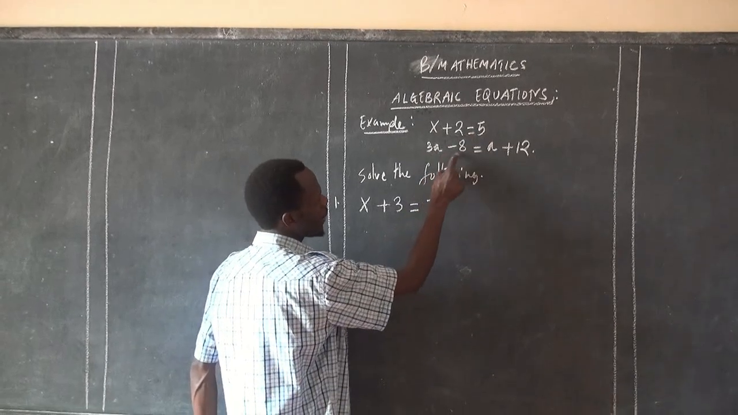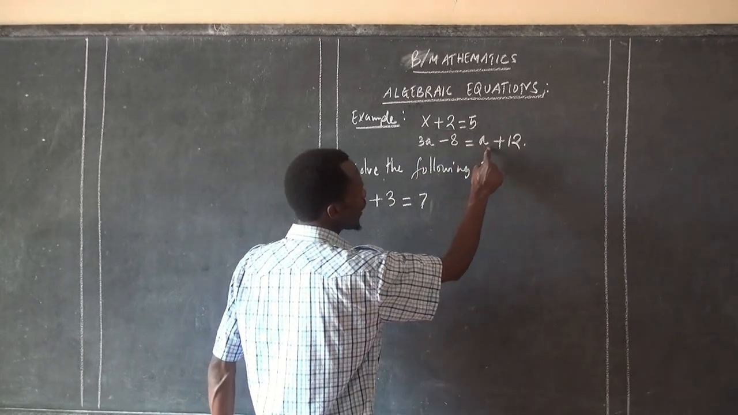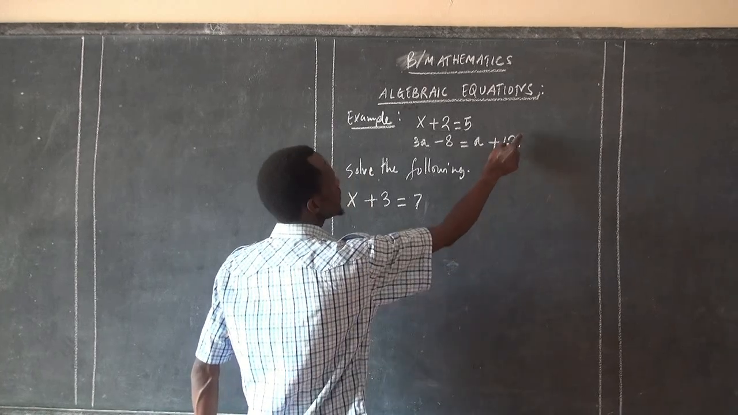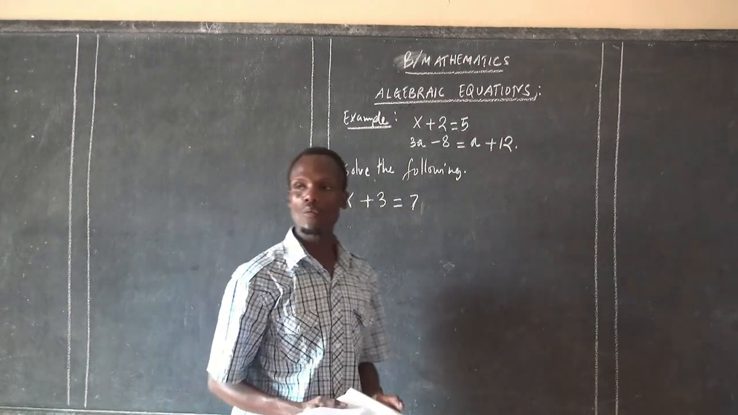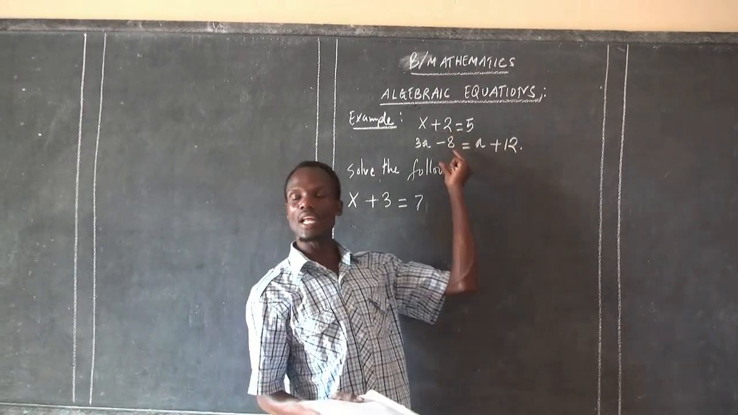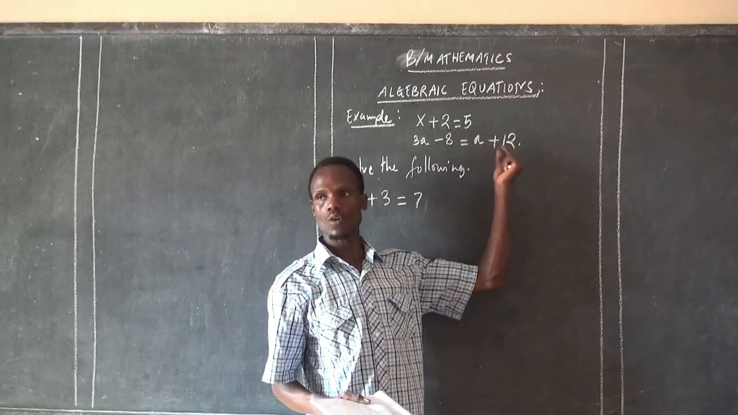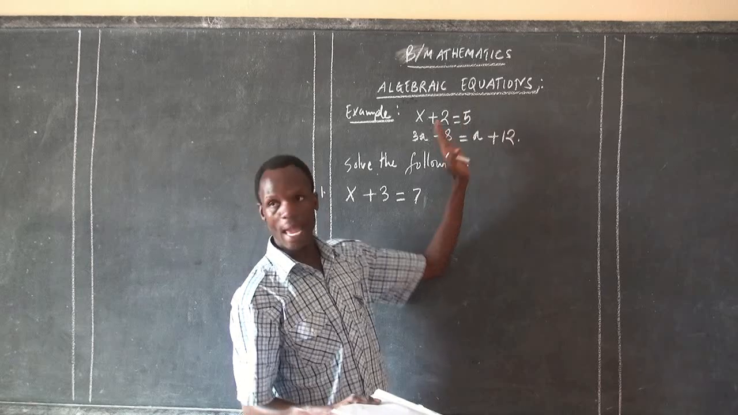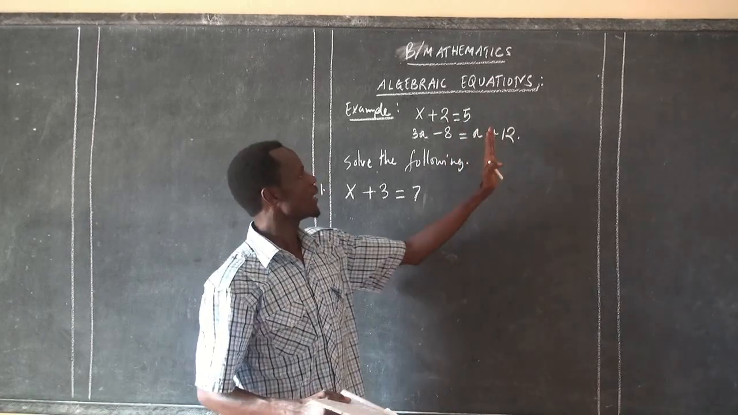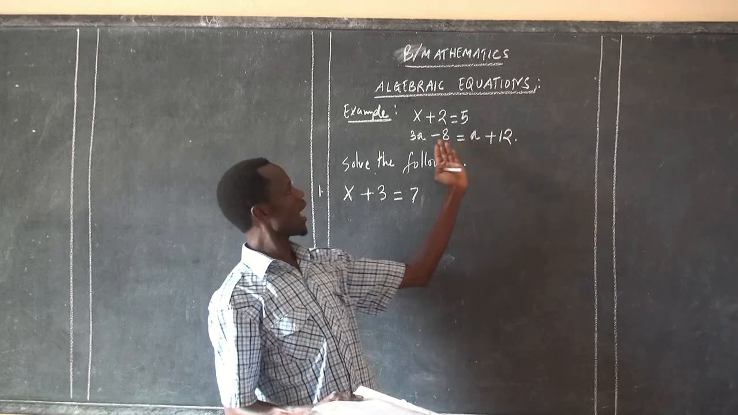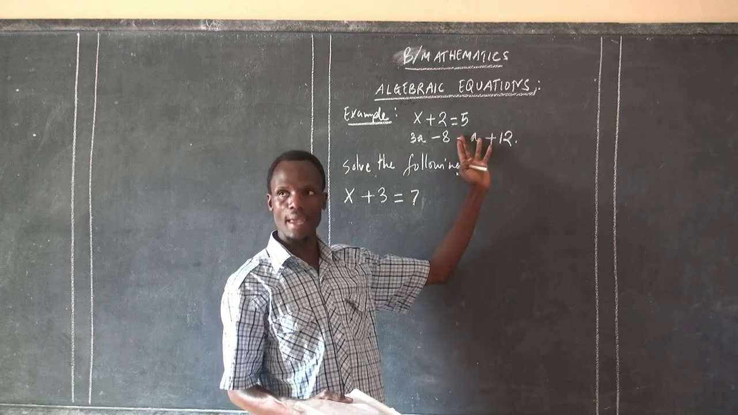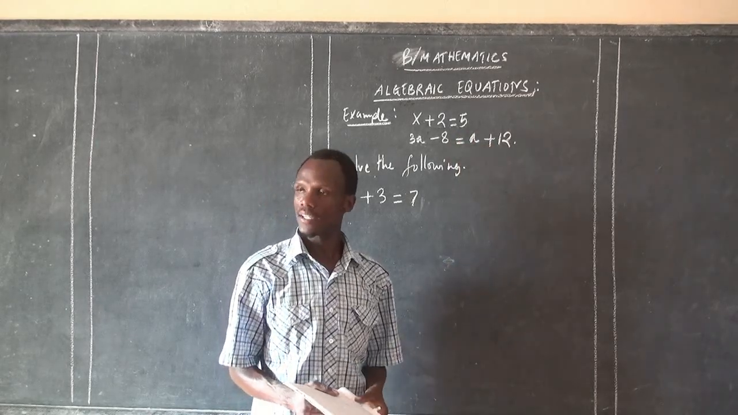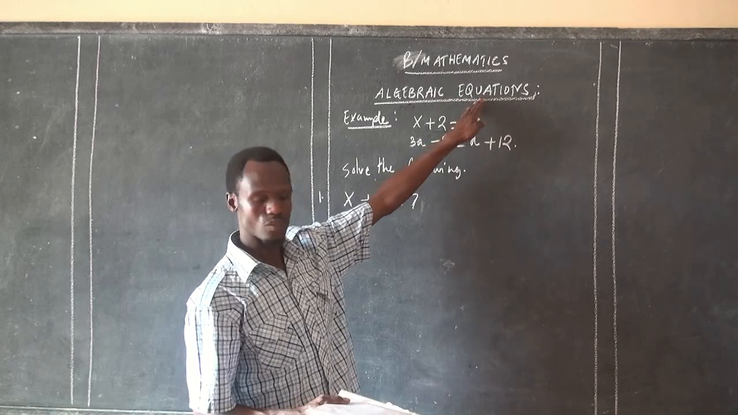And this is 3a minus 8 is equal to a plus 12. This is also called an algebraic equation. Why is it called an algebraic equation? We are saying if an expression is equated with an equal sign, it means there are two sides of the equation. There is an expression on one side and on the other hand there is an expression. These expressions are equated with equal signs. These are called the algebraic equations.